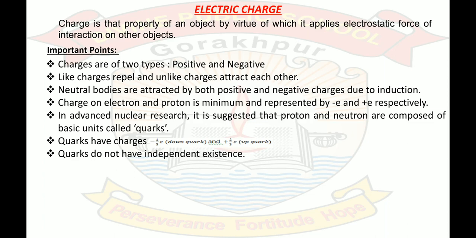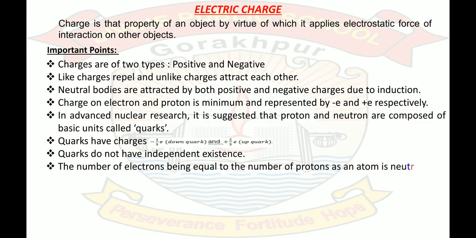Now we'll talk about a neutral atom. The number of electrons is equal to the number of protons, as an atom is neutral. In an atom, the atomic number shows the number of protons, and if it does not become an ion, the number of electrons is equal to the number of protons. Since the numbers are equal, the magnitude of charge is also equal, but the charge is opposite. Because of that, an atom is neutral.